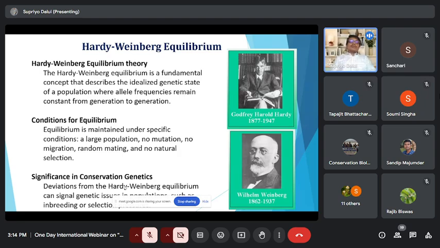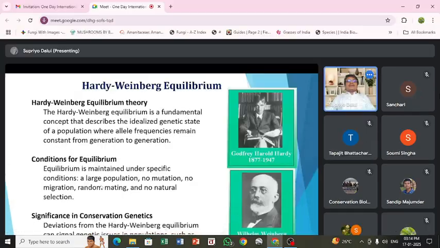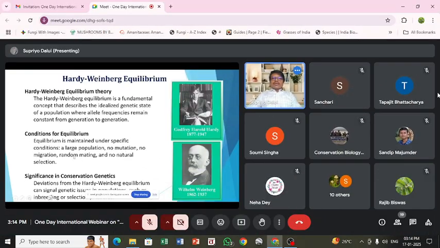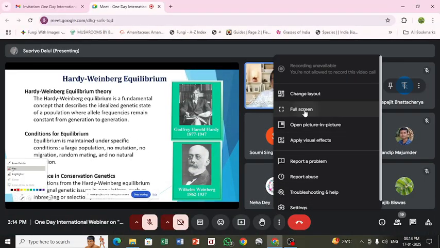So like any hypothesis in mathematics, they imagined an idealized population. The conditions for equilibrium are maintained under specific conditions. Those are a large population size, no mutation, no migration. There should be random mating and no natural selection. So let me just draw a simple diagram so that students can understand.